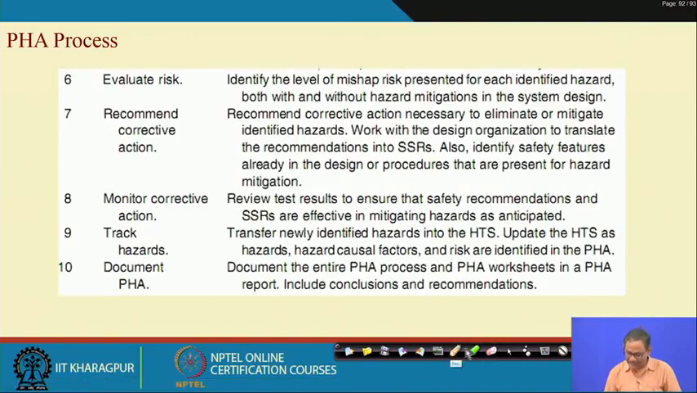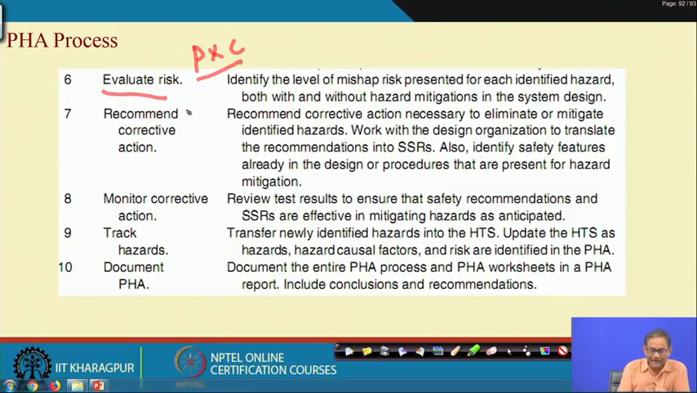Then a few things which are basically new, what is not there in PHL: evaluate risk. I told you risk is probability times consequence. This principle we will be using here for every PHL, every hazard. Then recommend corrective actions. So, what do you want? You want to do some things so that the risk will be minimized.